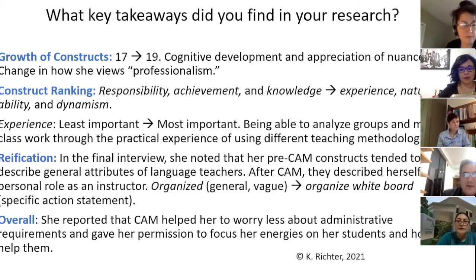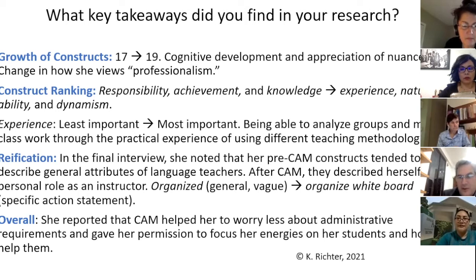The concept of experience was the most interesting change because in the first interview, she said that experience was the least important thing. And after the CAM process, she said that experience was the most important quality of a good language teacher. She defined that experience as being able to analyze groups and make a class work through the practical experiences of using different teaching methodologies.